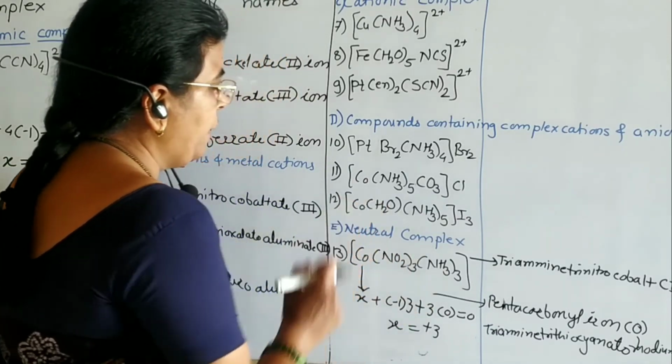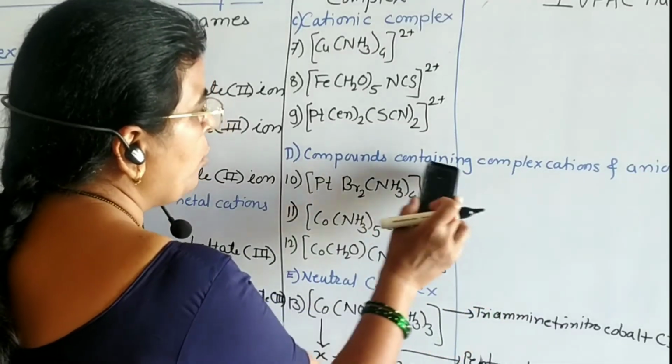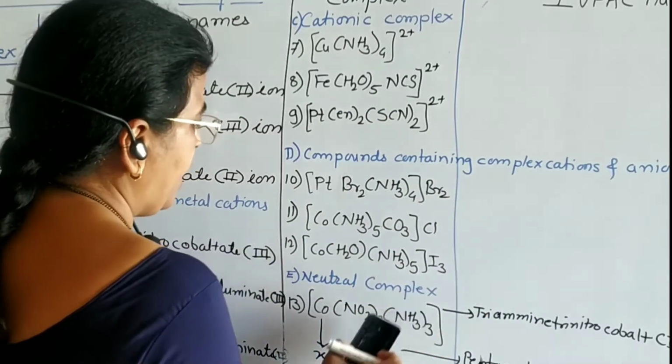Now we are going to see number 12, that is, compounds containing complex cations and anions.